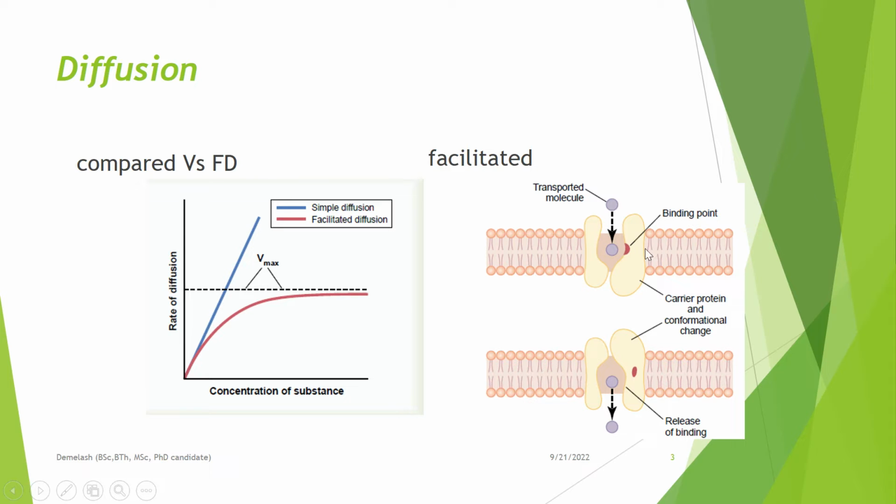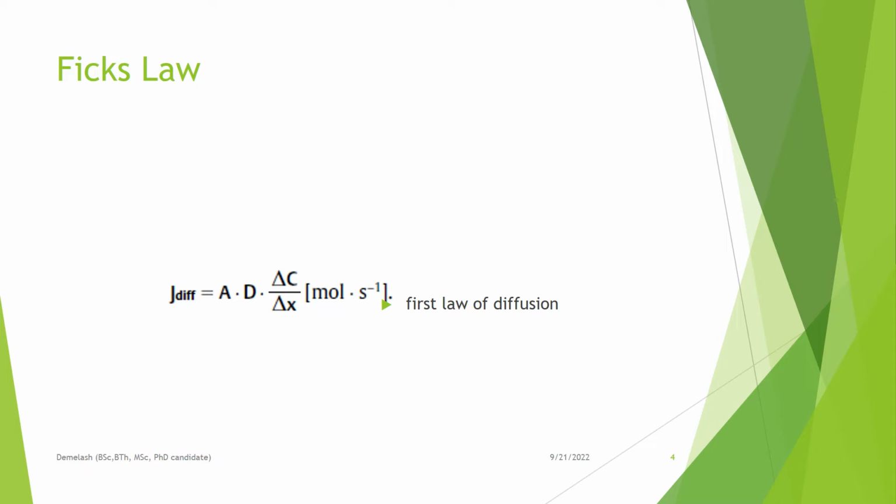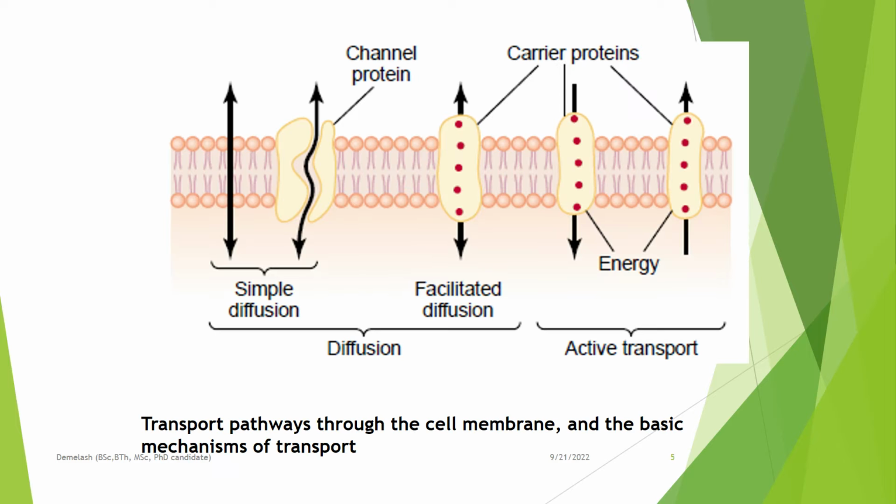It has a binding site in the plasma membrane, so the carrier undergoes a conformational change. This conformational change releases the substance to enter into the cell. Finally, the binding site is released. Fick's law of diffusion is applicable for such substances. This is Fick's first law of diffusion.